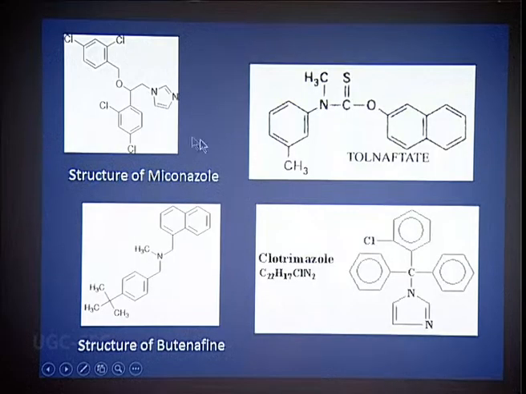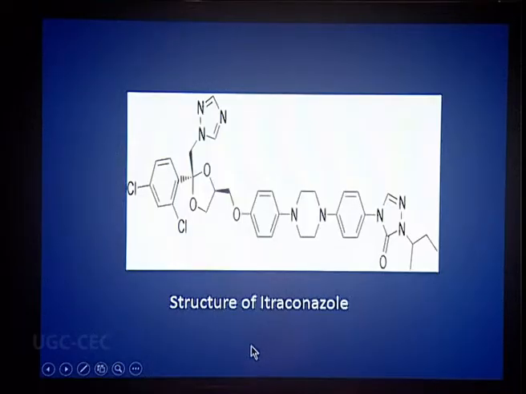Now if the disease is there, then there may be some typical ointments like miconazole, like tolnaftate, like butenafine, like clotrimazole. These are all those compounds which can be used to treat this particular Tinea corporis infection. Sometimes systemic drugs like itraconazole may also be taken to control infection.